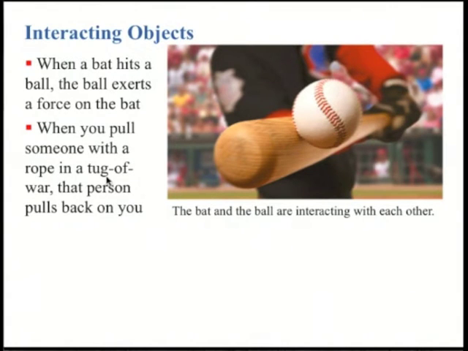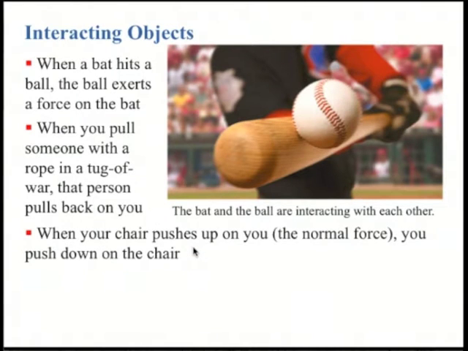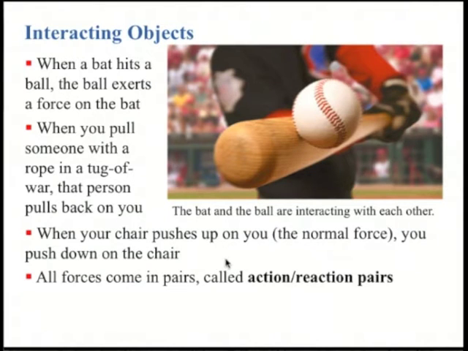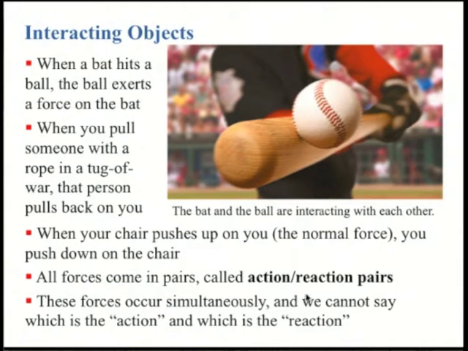When you pull someone with a rope in a tug of war, that person pulls back on you. When your chair pushes up on you, the normal force, you are pushing down on the chair. It turns out that all forces come in pairs, and you can call these action-reaction pairs. The forces occur simultaneously, and we cannot say which one is the action and which one is the reaction.